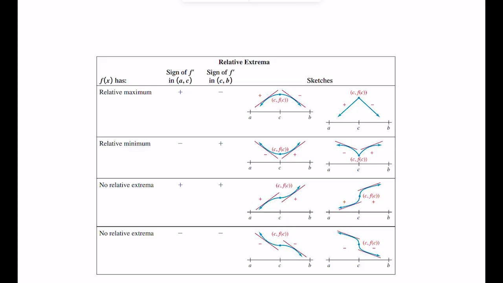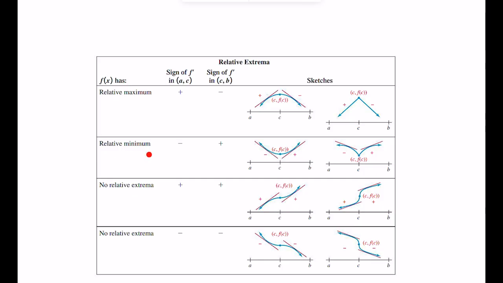So what we're going to be looking at is the sign of f prime in the interval A to C, and then we're going to look at the sign of f prime in the interval of C to B. And if it goes plus, minus, then that means there's a relative maximum. And the maximum will occur at C comma f of C. So the critical number, and then plugged back into the original function.